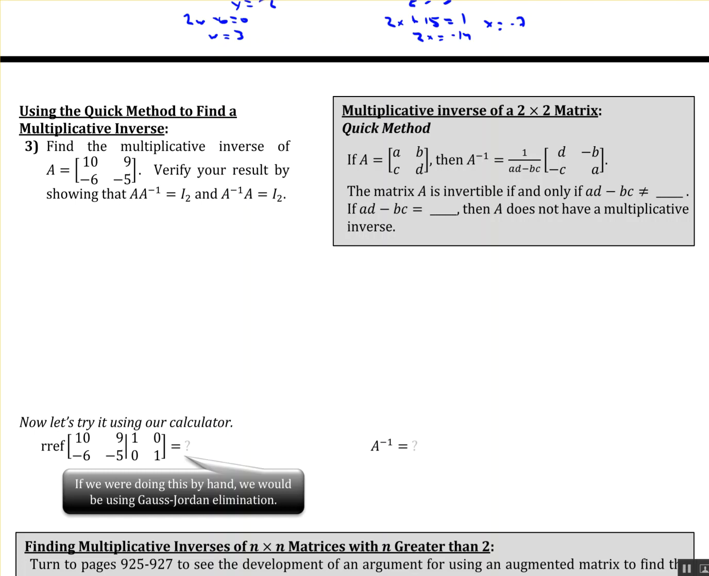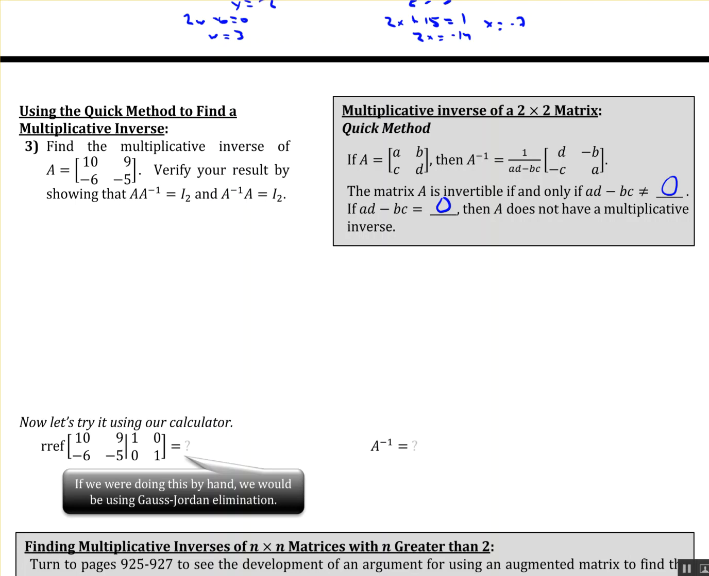So if we look at this little gray box here, the matrix A is invertible if and only if AD minus BC equals, well, look at this formula here. What can AD minus BC not equal? Well, it can't equal 0 because we can't divide by 0, right? So it's only invertible if AD minus BC is not equal to 0. If it does equal 0, then A does not have a multiplicative inverse.